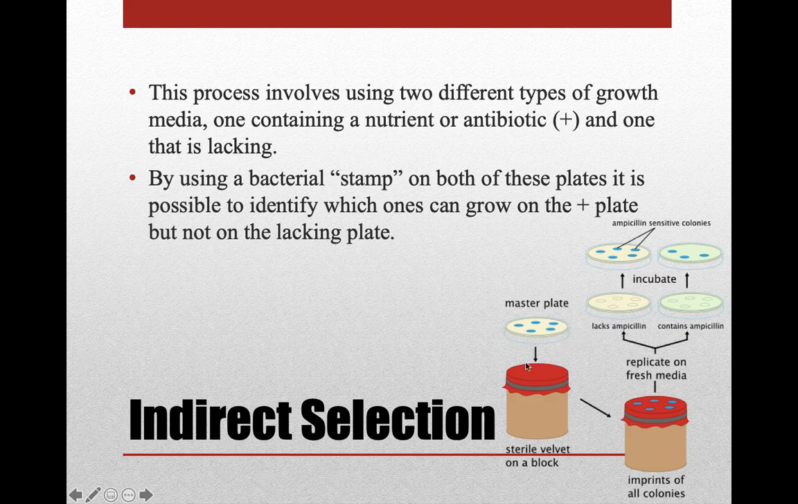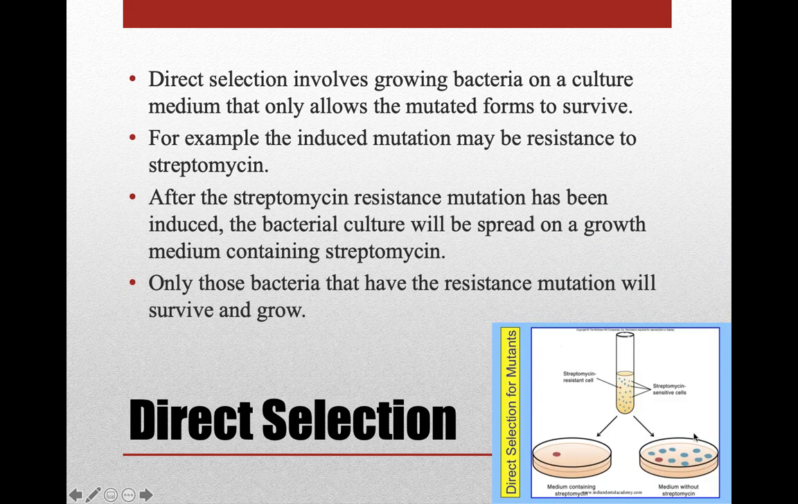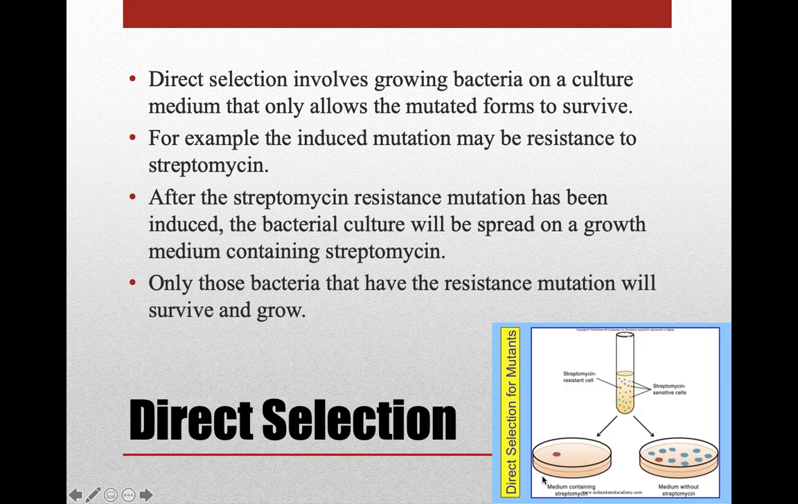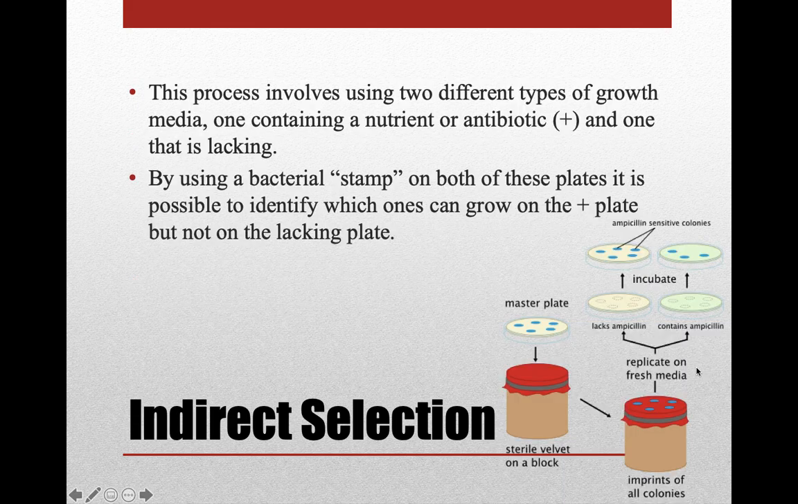You grow up one petri dish instead of pouring these guys directly onto two different petri dishes. You pour them onto one petri dish to start with, and it's called a master plate. And then you essentially take a little piece of a toilet paper tube with some sterile velvet over it, and you make a stamp. You just press it down inside of that master plate, and then you do that same process where you put one on a plate that contains streptomycin and one that doesn't. You stamp it down, and then you incubate them.